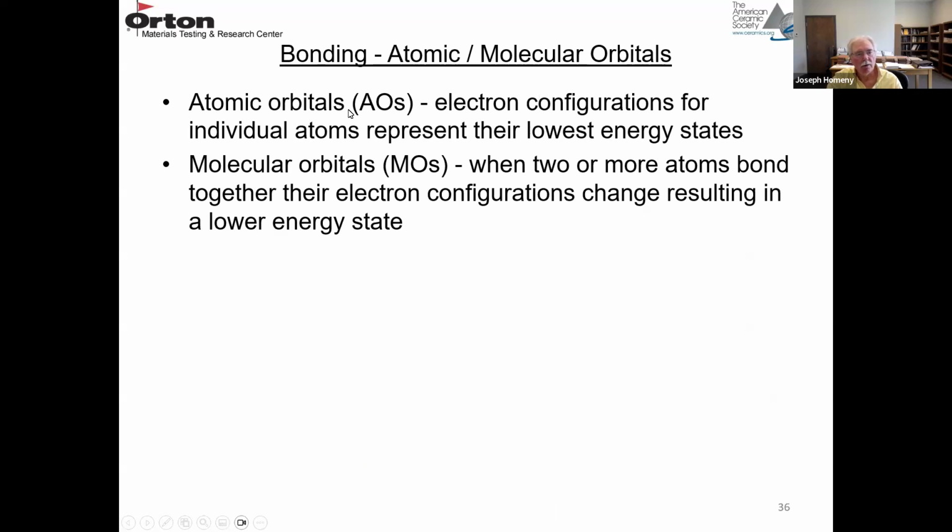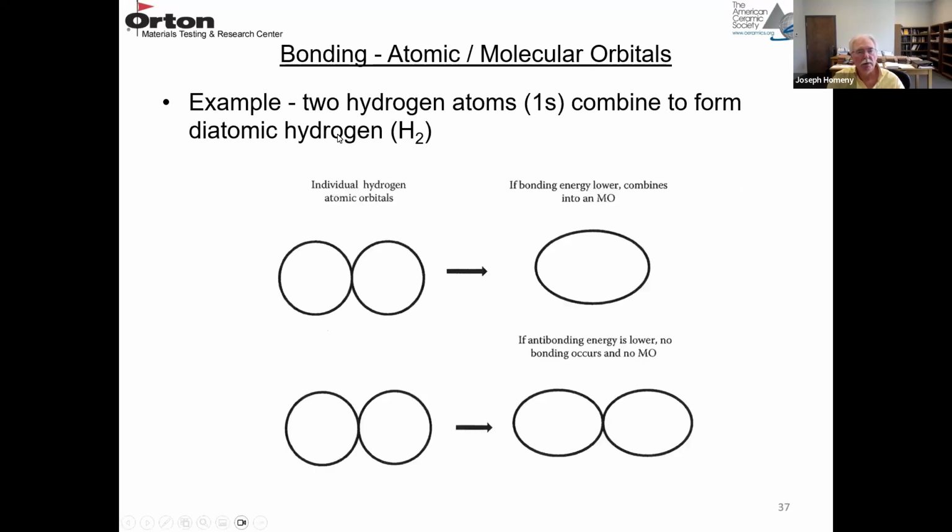Now, there's atomic orbitals and molecular orbitals. So for atomic orbitals, the electron configurations for individual atoms represent their lowest energy states. But now for molecular orbitals, when 2 or more atoms bond together, their electron configurations change, and for a reaction to take place, there will be a lowering of the energy state. So if we look at a simple example, 2 hydrogen atoms, they both have a 1s electron configuration. They'll combine to form hydrogen H2.